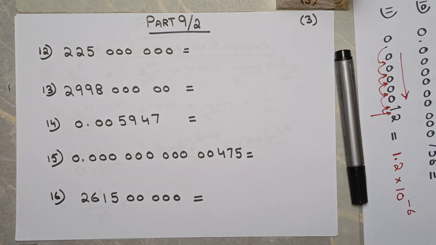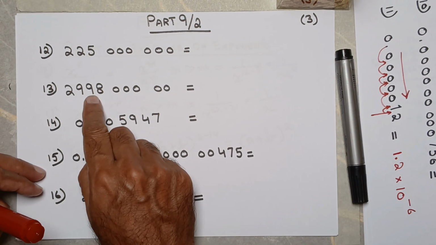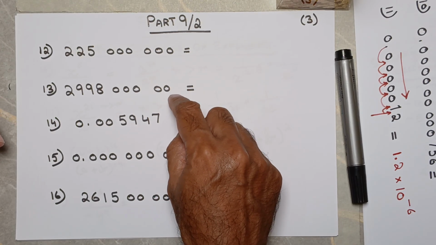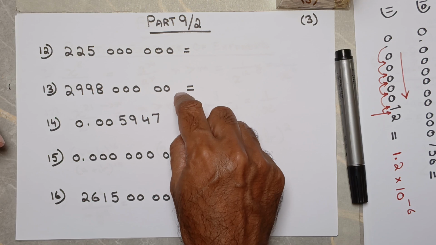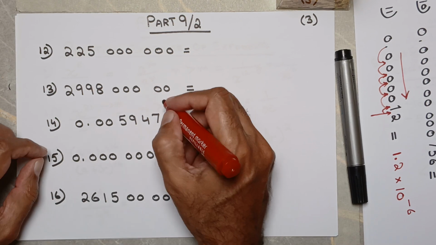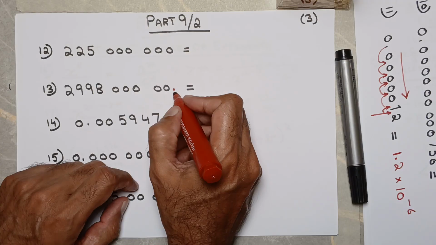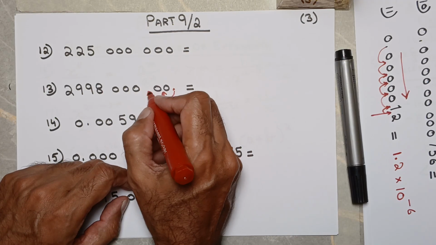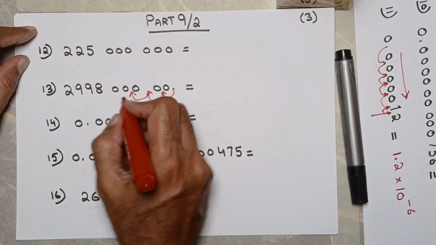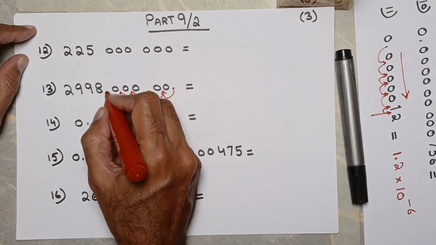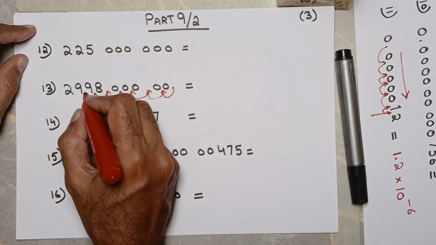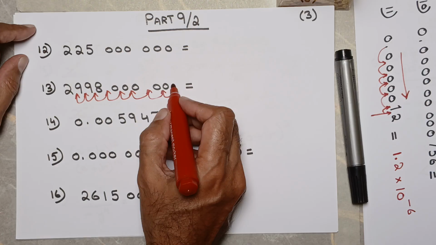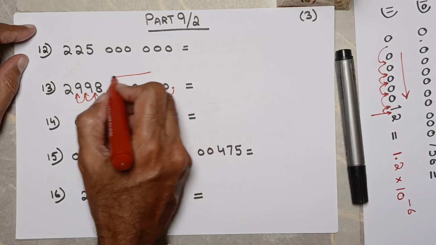Now we shall move on to question number 13. It is 299800000. Here we can easily see that it is a large value and it has got a positive exponent. Why? Because the decimal is over here. Now I'm going to shift this decimal. How many places? My first place, second place, third place, fourth, fifth, sixth, seventh, and eighth. So I have shifted this decimal 8 places towards the left.